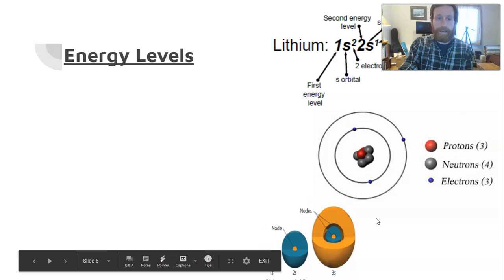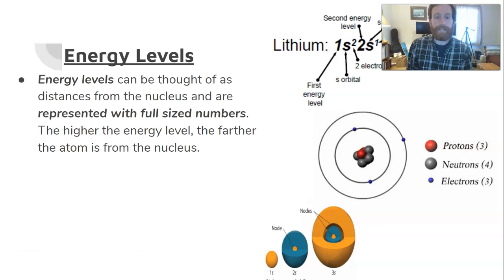First off, the energy levels. Energy levels can be thought of as distances from the nucleus and are represented with the full size numbers. The higher the energy level, the farther the atom is from the nucleus.